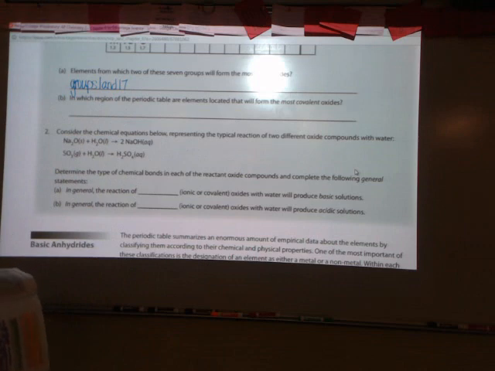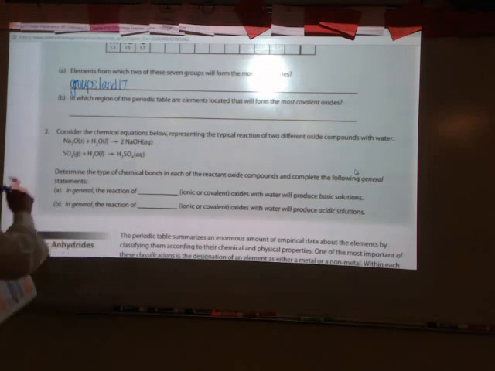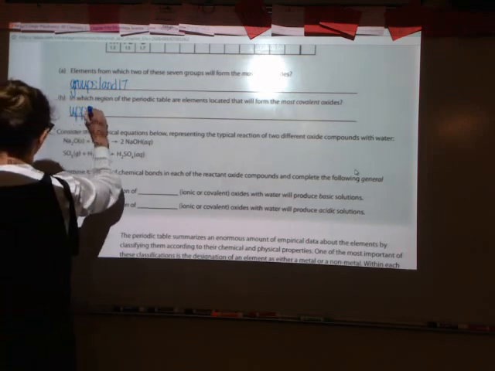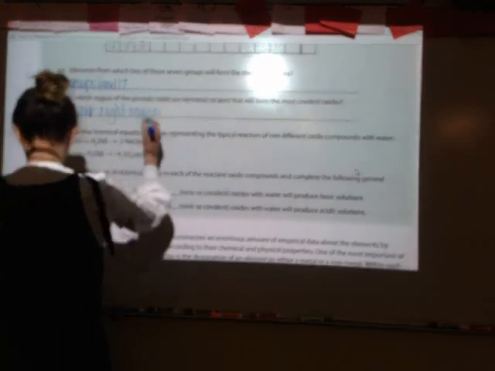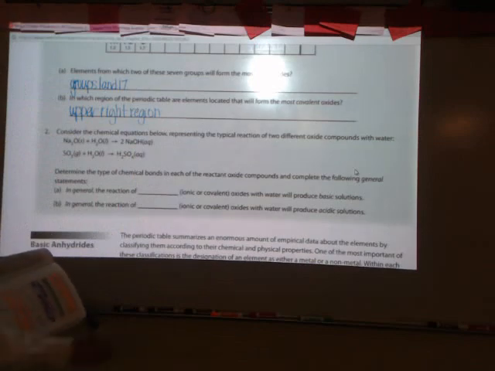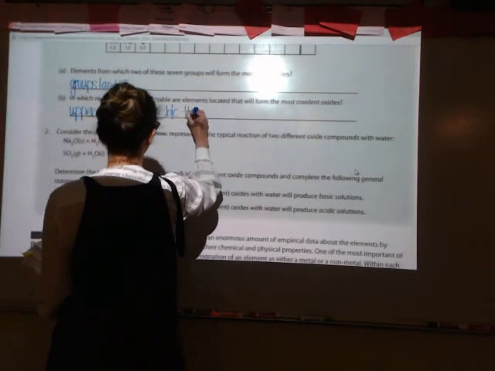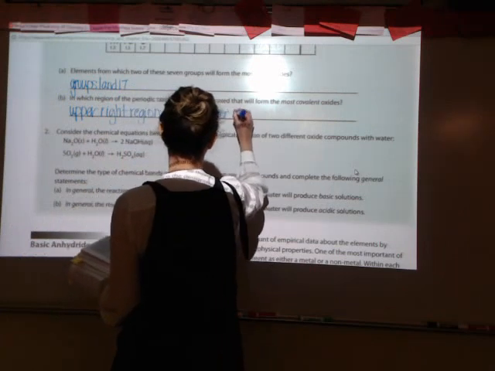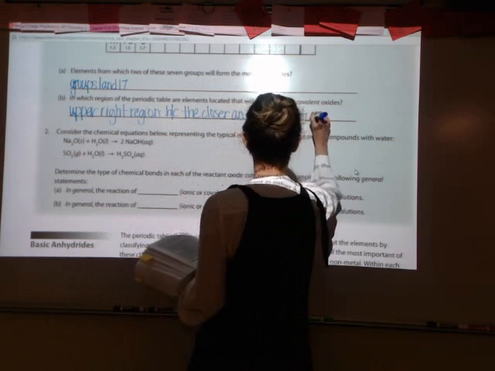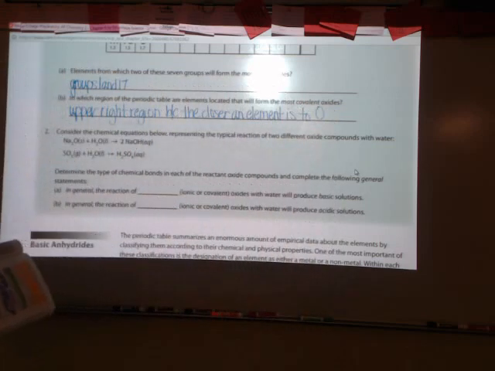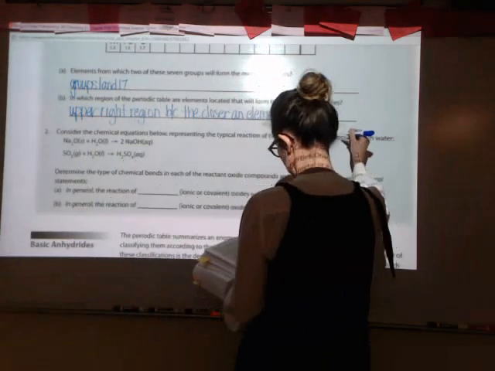B, in which region of the periodic table are elements located that will form the most covalent oxides? This is the upper right region. And that's because the closer an element is to oxygen, the smaller the difference in electronegativity between that element and oxygen.